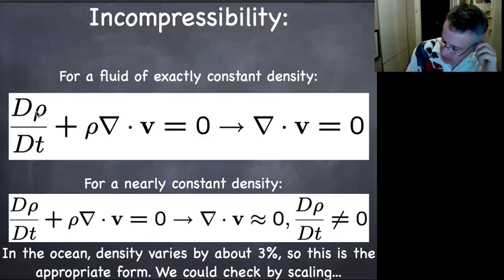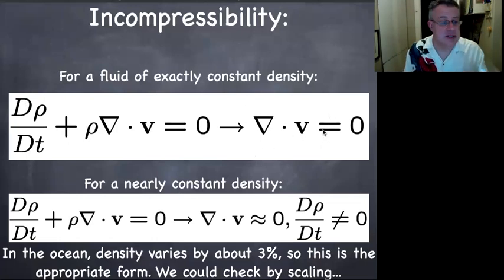Make the density of the fluid the same everywhere in space and time. Then this material derivative would be 0, and this part would just be multiplied by a constant, which we could divide through and cancel out. So that would just say that the divergence of the velocity was equal to 0. This is very close to what we do in oceanography, this incompressibility constraint.